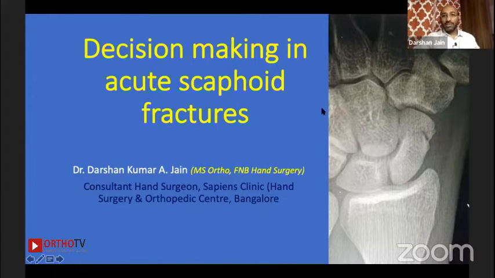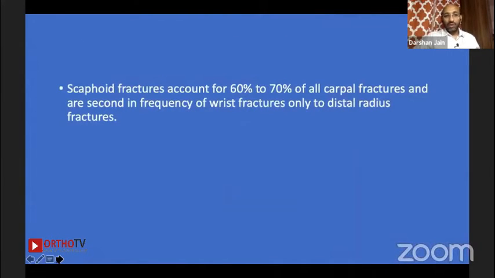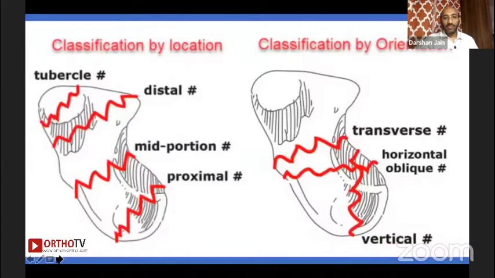So basically, this talk is on decision making in acute scaphoid fractures. So the first thing is, we most commonly either miss it, or the fear of scaphoid fracture is so high due to various reasons. Scaphoid fractures account for almost 60 to 70% of the carpal fractures and are second in frequency of wrist fractures only to distal radius.